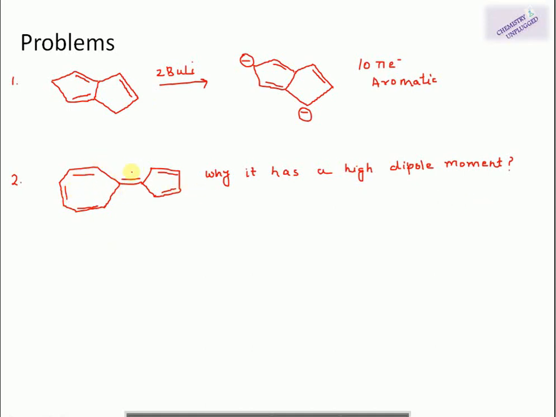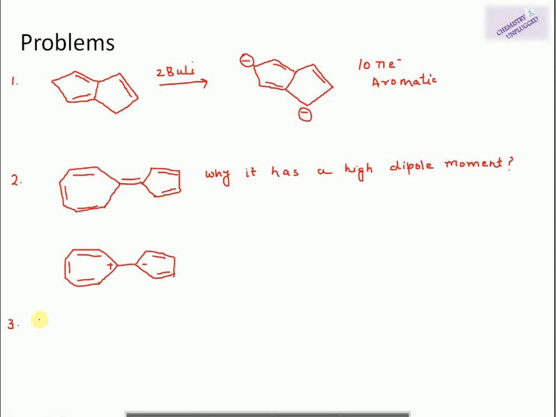Next is, why does this molecule have a high dipole moment? If we place a positive charge here and a negative charge here, then both systems will become aromatic in nature. It is similar to the tropylium ion and the cyclopentadienyl anion, and both systems are aromatic in nature. Because of their aromatic nature, they are stable and they have a high dipole moment.